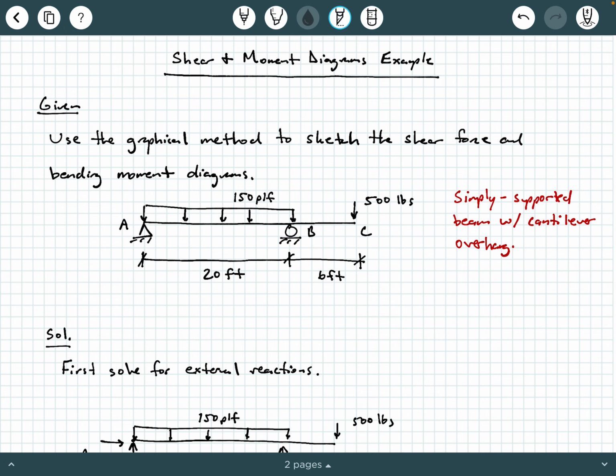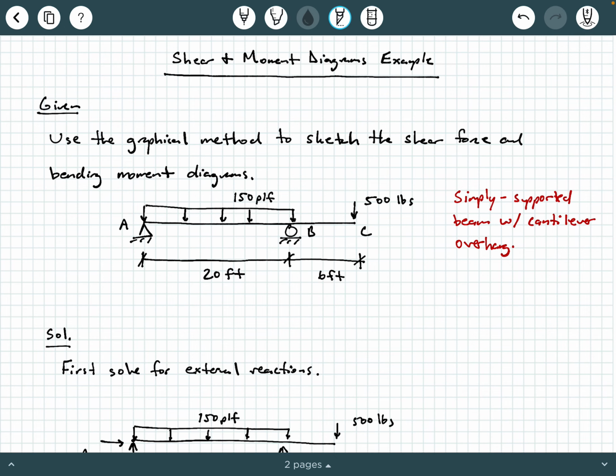Our beam has that external hinge at A, and then we have a 20-foot length where we have 150 PLF uniform load over that 20-foot length. Then we encounter a roller at B. Then we see the 6-foot overhang, which has a 500 pounds applied load at the free end.